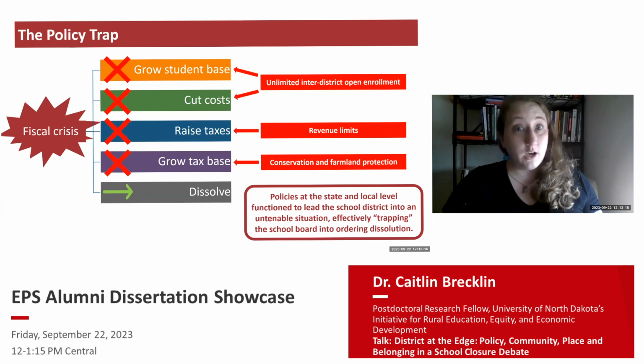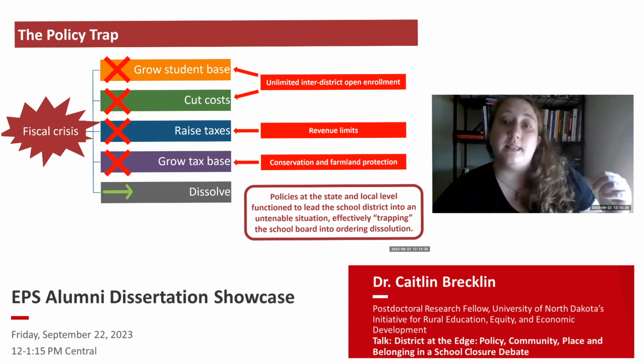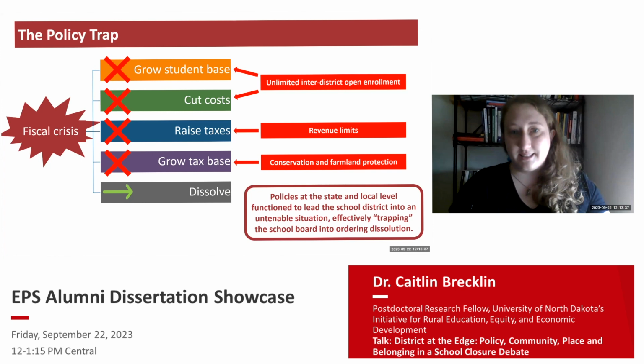Could they cut costs? According to the school board, also no. After years of cutting costs wherever they could, they thought that to cut any more would lead more students to leave, which would necessitate more cuts, and on in a downward spiral. So in this case, market-based reform policies like open enrollment set the district up for failure.